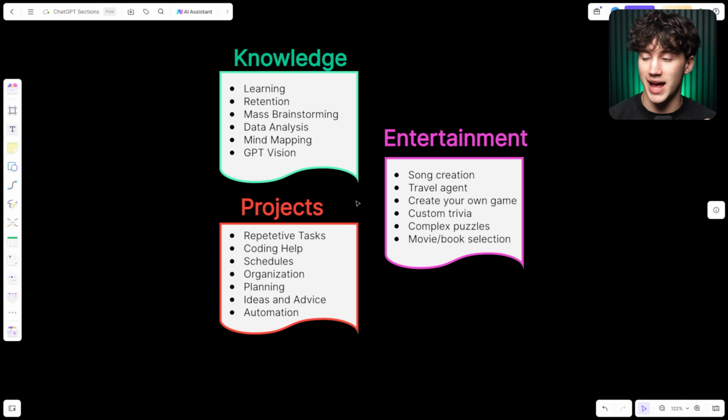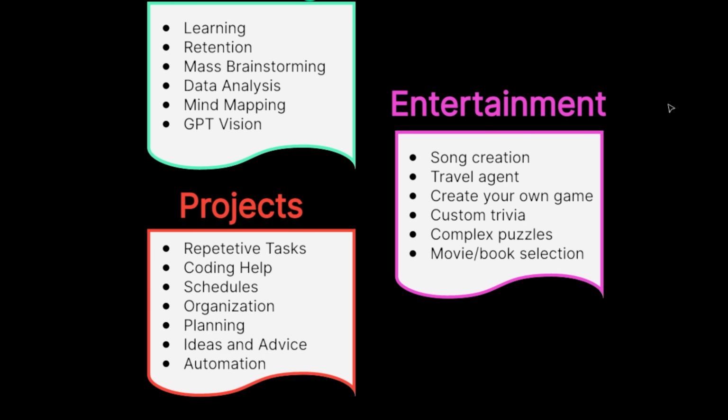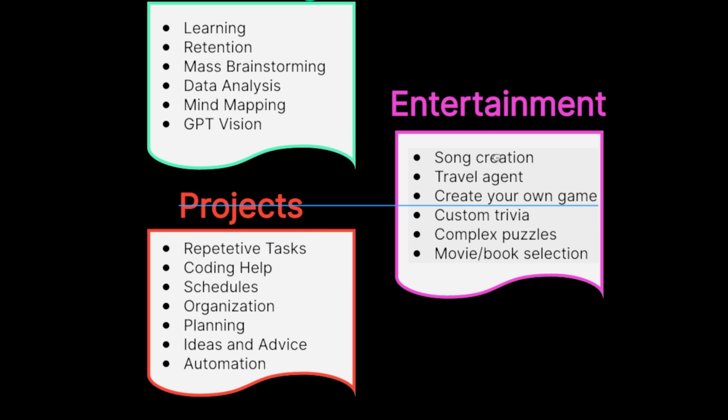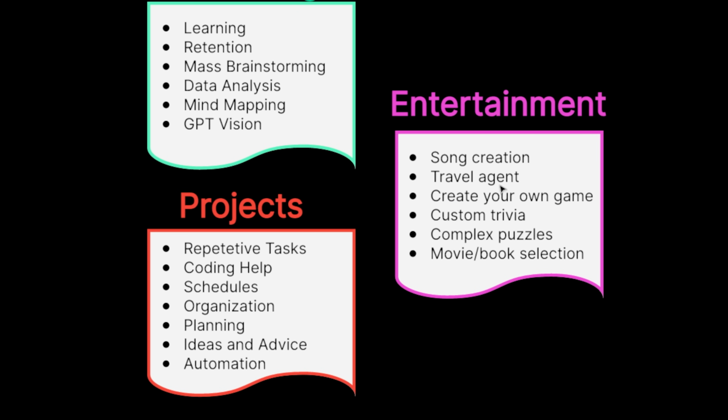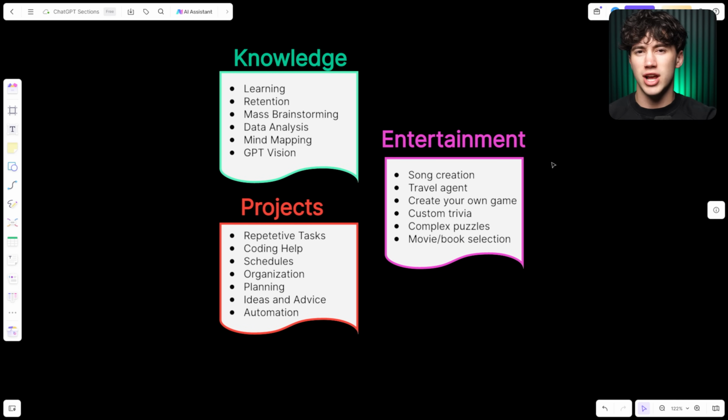And aside from learning at rapid speeds with the knowledge section and completing and automating projects and tasks within minutes in that section, we have the entertainment section. And this is where you can actually have some fun with ChatGPT. So you can do things like song creation. You can have ChatGPT be your own travel agent. You can create your own games, do custom trivia, have ChatGPT solve complex puzzles, or even do movie and book selection based on your preference. So these are all things that ChatGPT really has the power to help you complete and do.